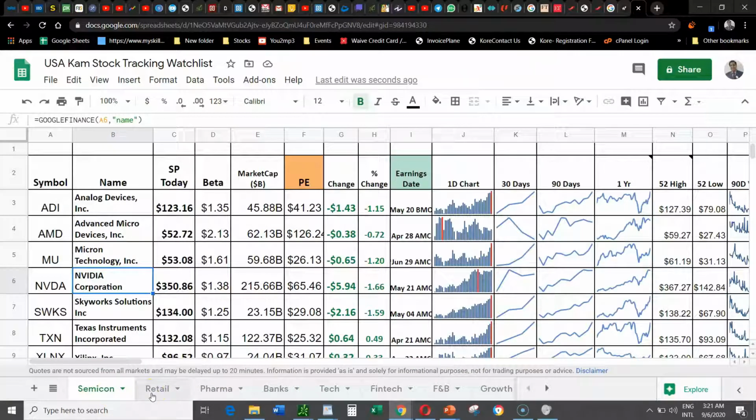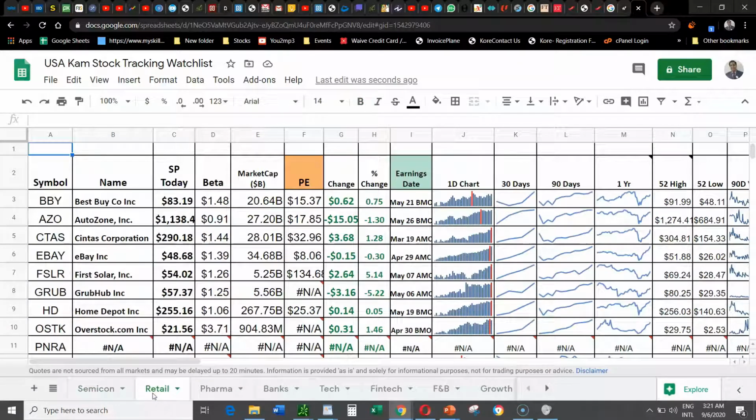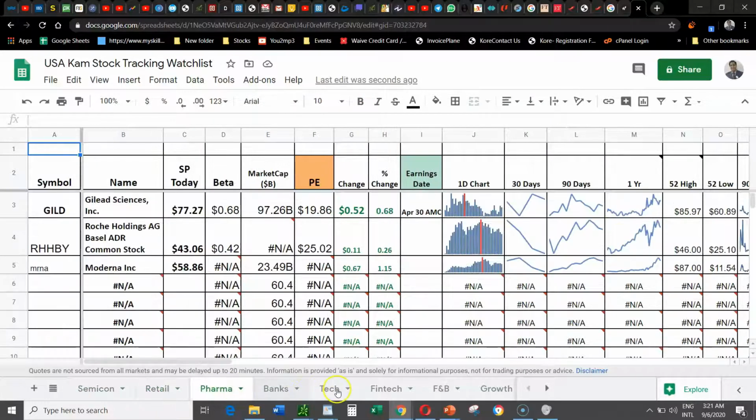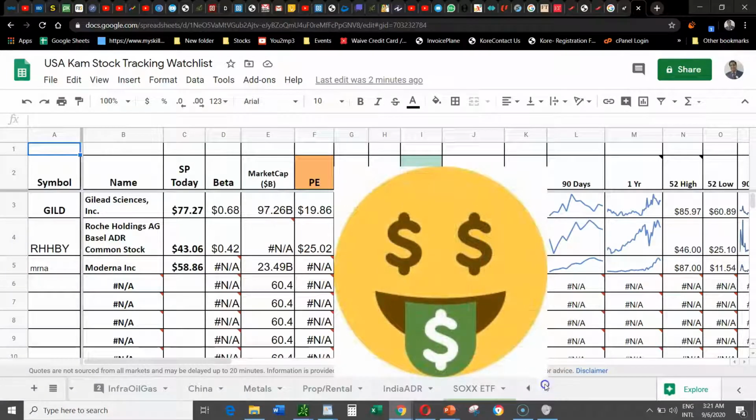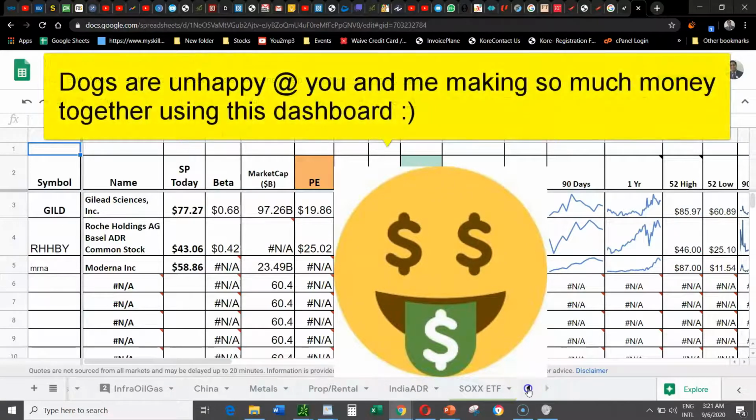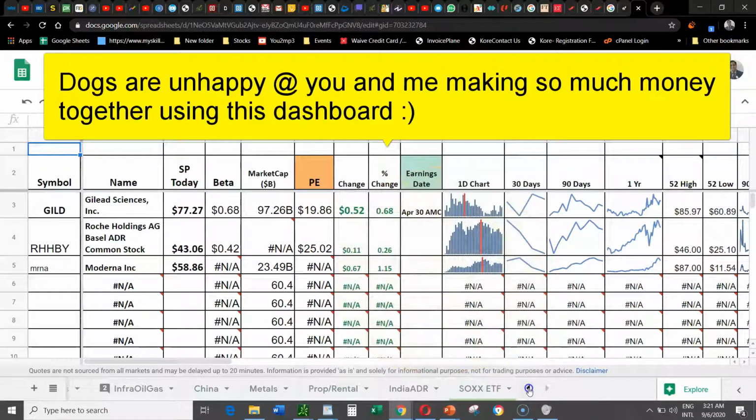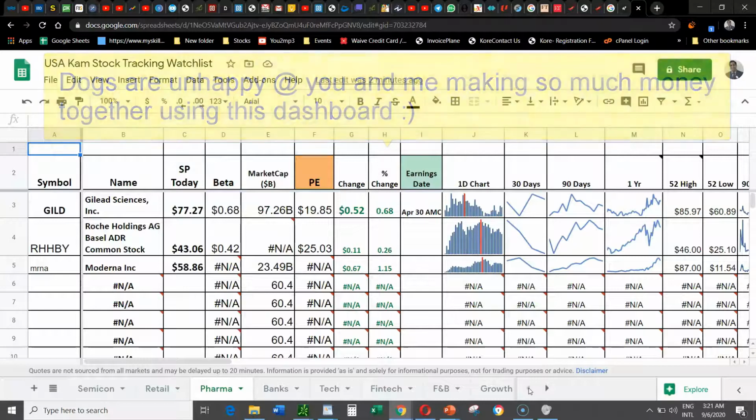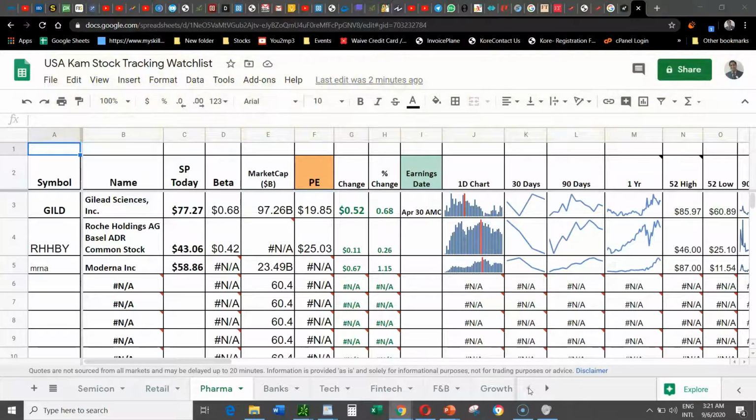So I have already added tickers for you, created the watch list. These are retail, these are pharma, banks, tech, fintech, FNB, growth stocks, cannabis stocks, travel, leisure, infra, oil and gas, China, metals, property stocks, everything. I have actually already done a lot of work to create this and to program this entire sheet, to pull all this information from different sources, so that at one look I can manage this Excel sheet.